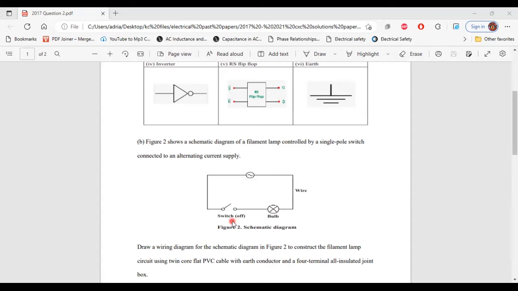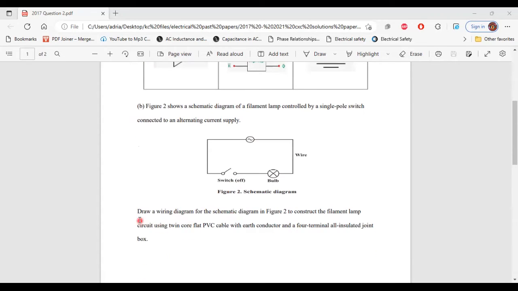So let's continue with part B. It says, draw a wiring diagram for the schematic diagram in figure two to construct the filament lamp circuit using twin core flat PVC cable with earth conductor and a four terminal all insulated joint box.